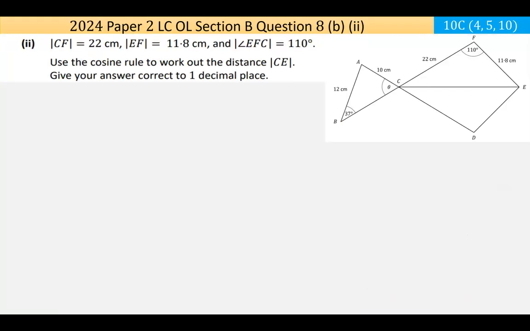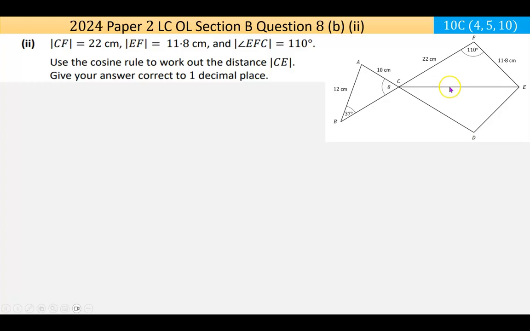Now, B part 2, and we should note we do have some more information here. I didn't include it on this diagram. It says CF is equal to 22. That's this length here. It says EF is equal to 11.8, and they give that information on the diagram. And then they say angle EFC is equal to 110 degrees. Then it says use the cosine rule, so they're being direct here. They're telling me what to do to work out the distance CE, which is this longest side here.